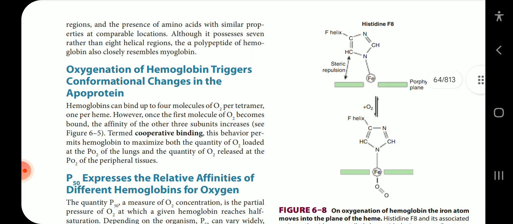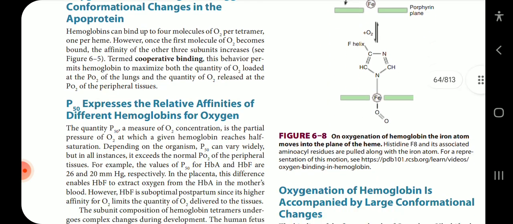Hemoglobins can bind up to 4 molecules of O2 per tetramer, 1 per heme. However, once the first molecule of O2 becomes bound, the affinity of the other three subunits increases. Termed cooperative binding, this behavior permits the hemoglobin to maximize both the quantity of O2 loaded at the PO2 of the lungs and the quantity of O2 released at the PO2 of peripheral tissues.